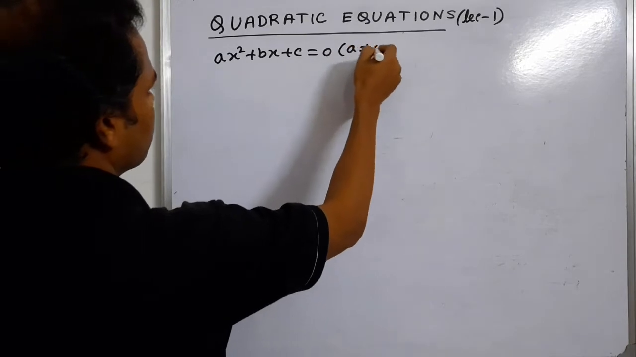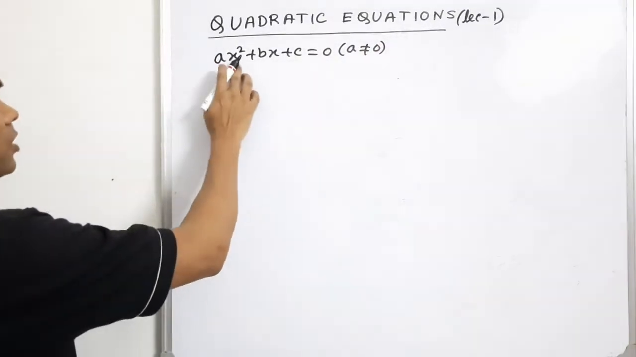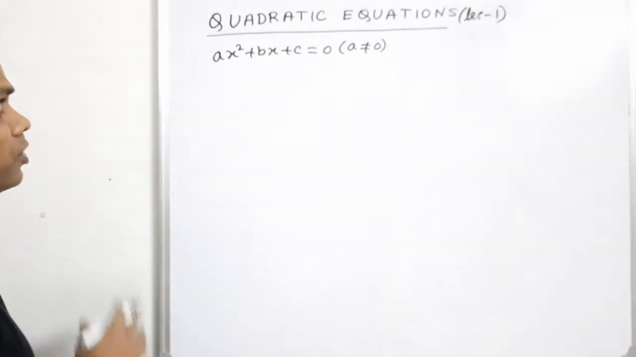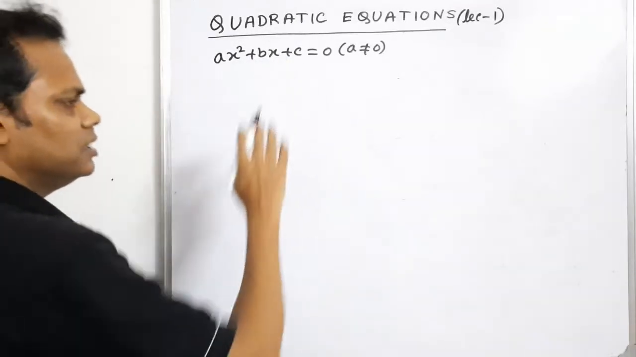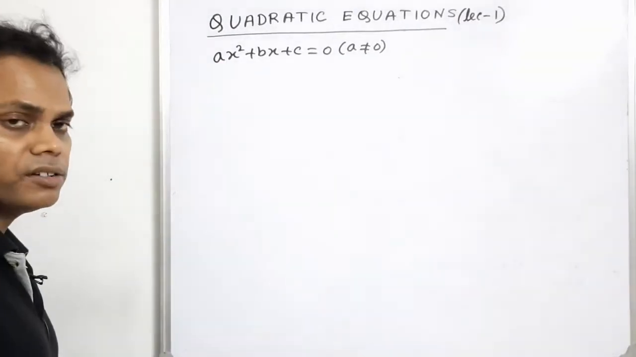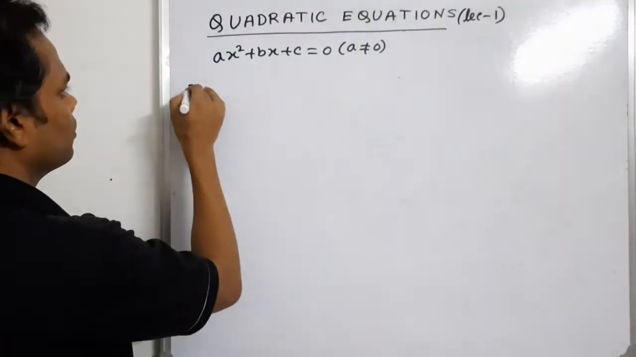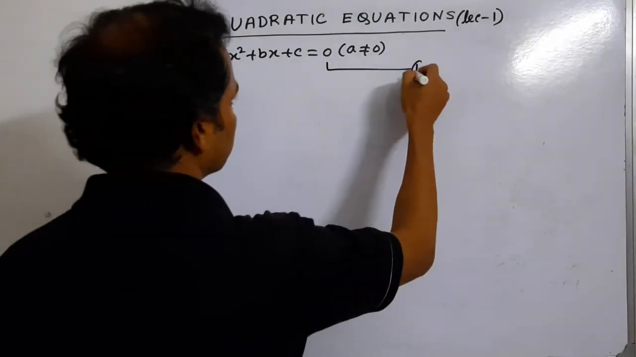Here a is not equal to 0. That means the coefficient of x square should be not equal to 0. Otherwise, b and c can be 0, but the coefficient of x square, a, cannot be 0, otherwise it is not possible. We can call this equation 1.